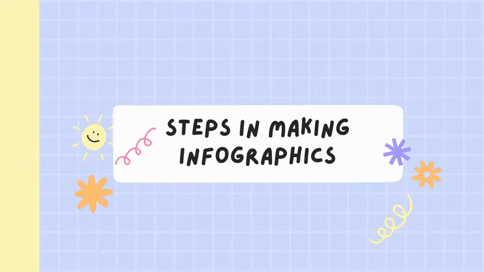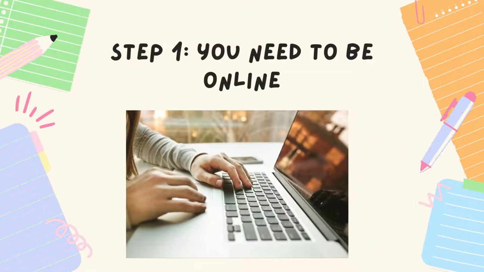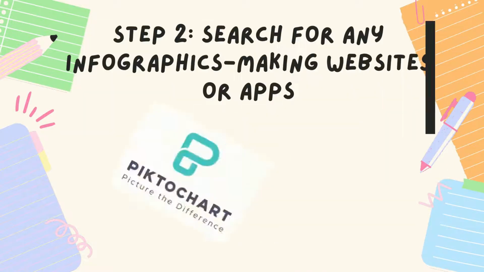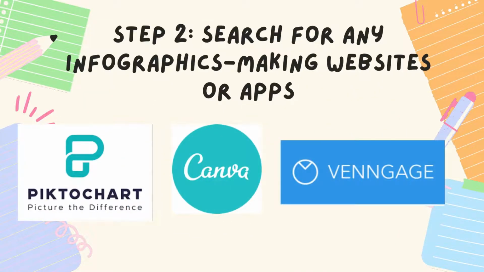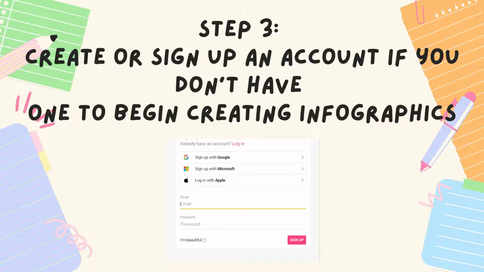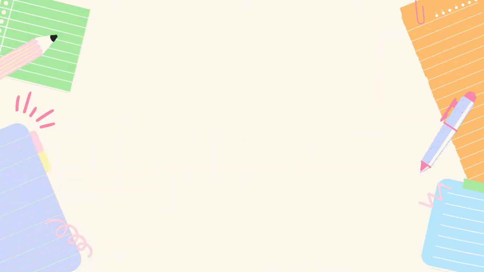Now here are the steps in making infographics. First things first, you need to be online. Step 2, search for any infographic-making websites or apps such as Canva, Easel.ly, and many others. Step 3, create or sign up for an account if you don't have one to begin creating infographics. And the last step, step 4, procedure.